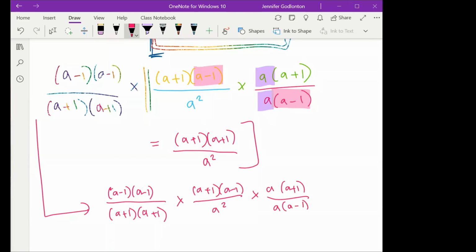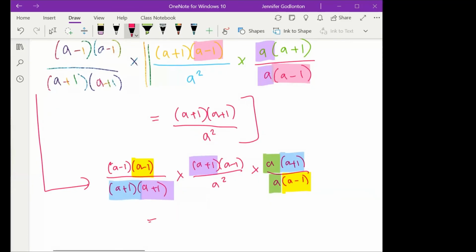Okay, if you were feeling brave and you wanted to do all 3, let's see what would cancel. A plus 1 is going to cancel with A plus 1. A plus 1 here is going to cancel with that A plus 1. This A minus 1 is going to cancel with that A minus 1. This A is going to cancel with this A. And so the answer we would be left with is A minus 1, all over A squared.